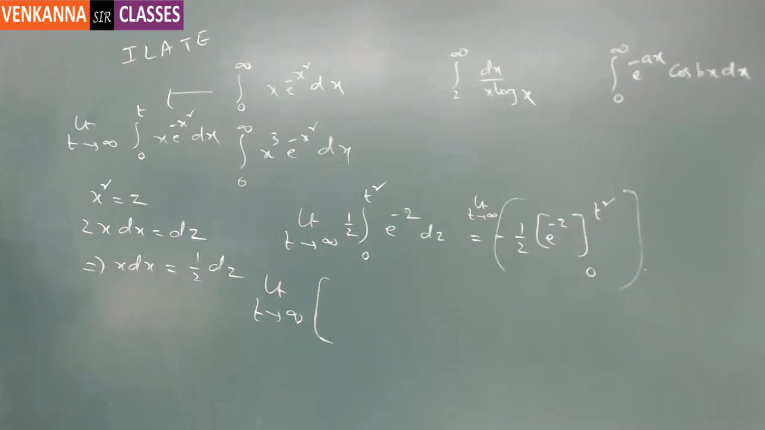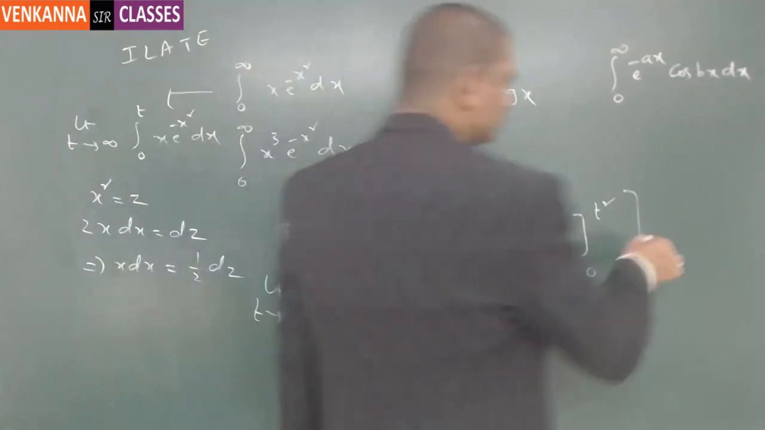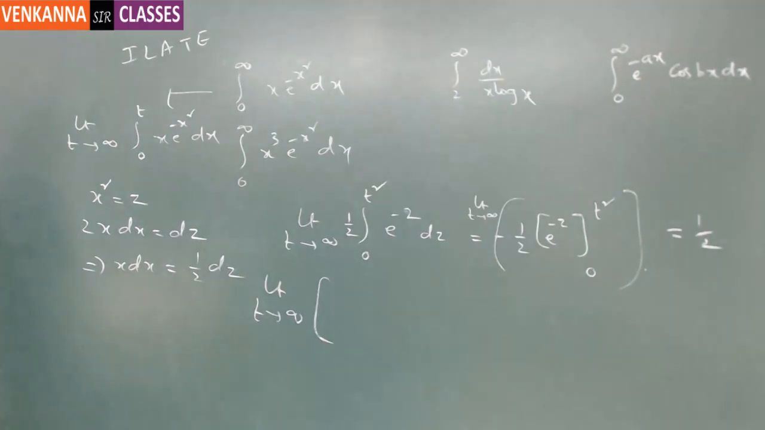So e power minus x square. Are you getting the idea here in solving it? So if you apply the technique, on applying the limit, you will get the value as 1 by 2. Please check on that.